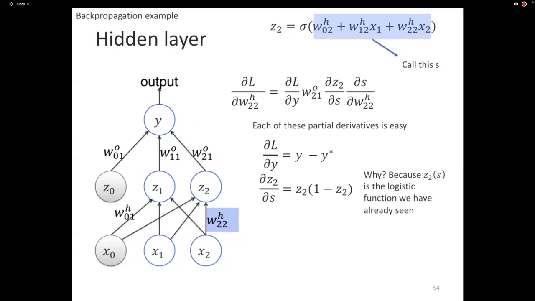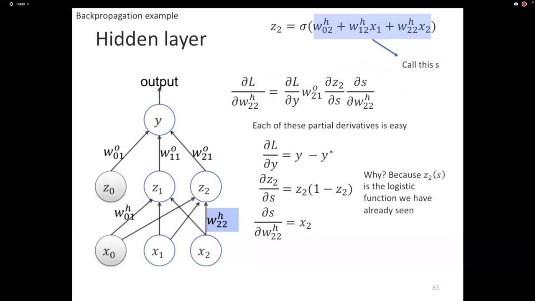Why? Because Z2 is a sigmoid function. When we talked about logistic regression, I said the partial derivative of the sigmoid activation is the sigmoid times 1 minus sigmoid, which is what we have here. And this is going to be part of any self-respecting neural network library. And S is a linear transformation of the input. So all these pieces are easy to calculate. They're part of the library, and so we can just plug them in and calculate the product.